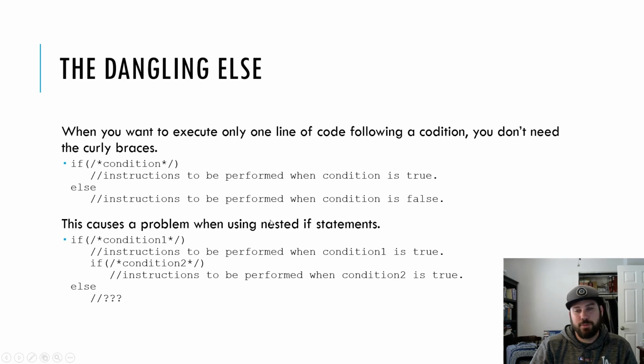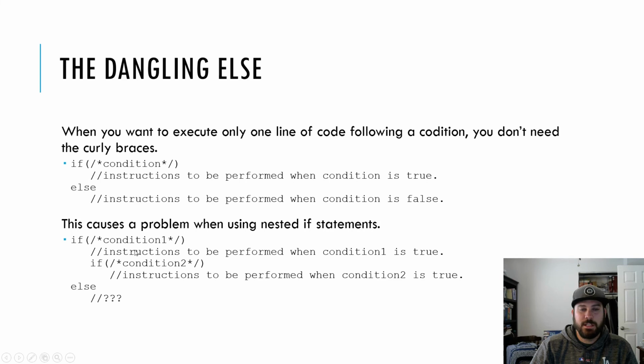But this causes a problem when using nested if statements. If I look at the white space here and the way things line up, it appears that this else down here is connected to my first if. But the rule is if I'm not using curly brackets, the else will always be tied to the closest if statement. So in this case, this else is actually connected to the second condition.